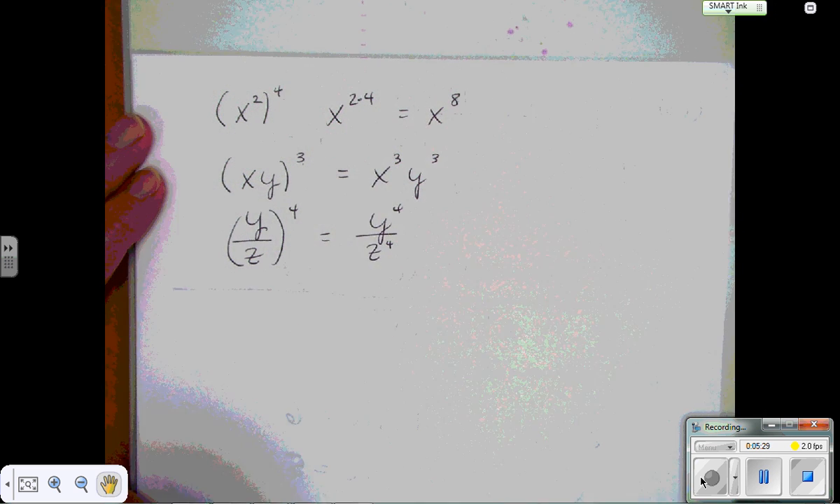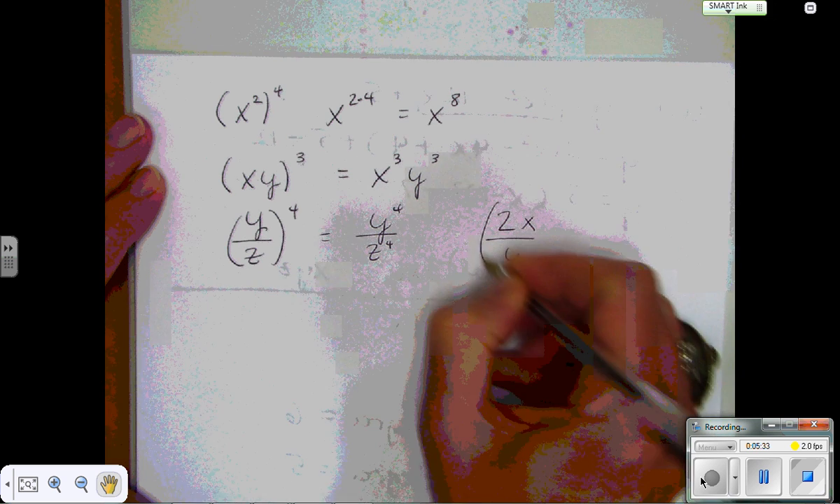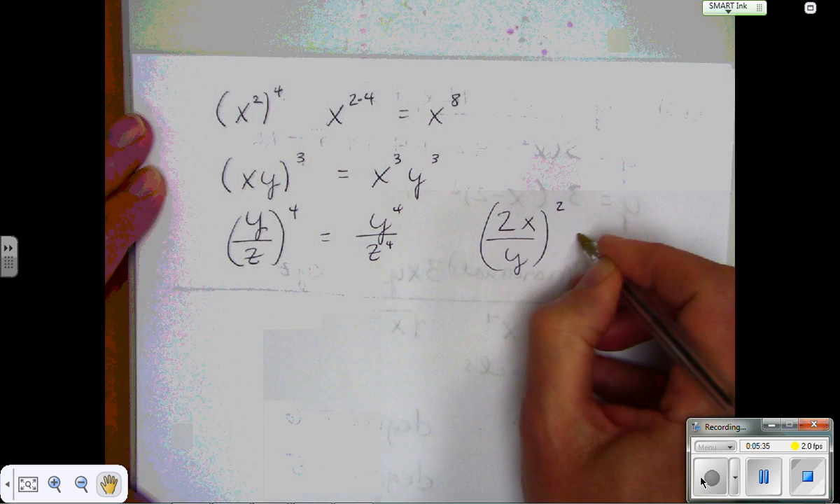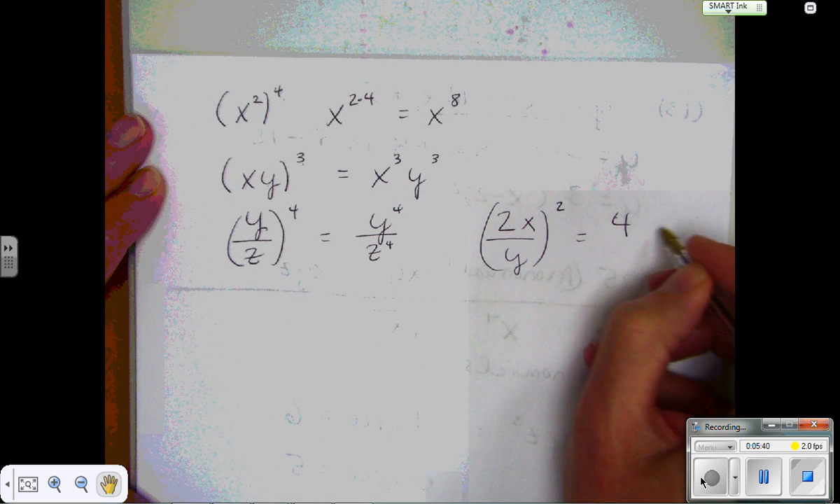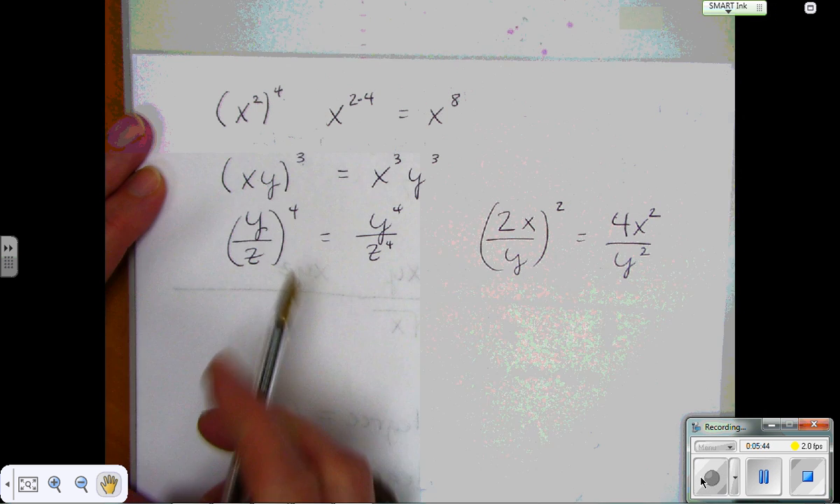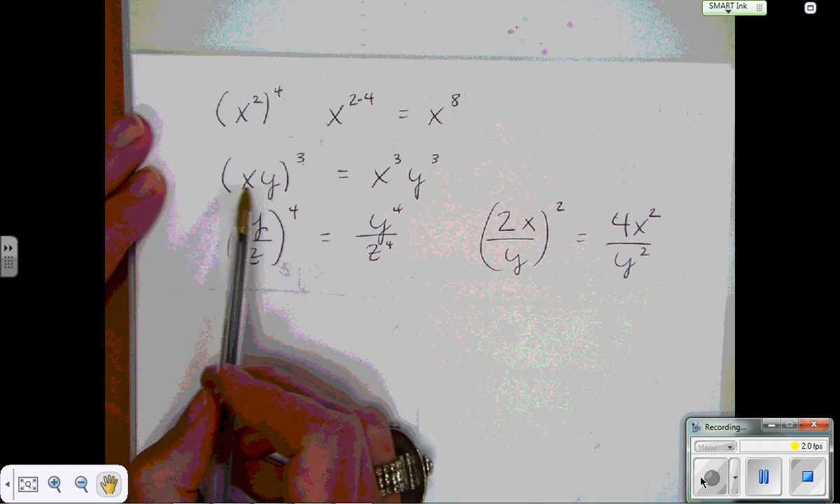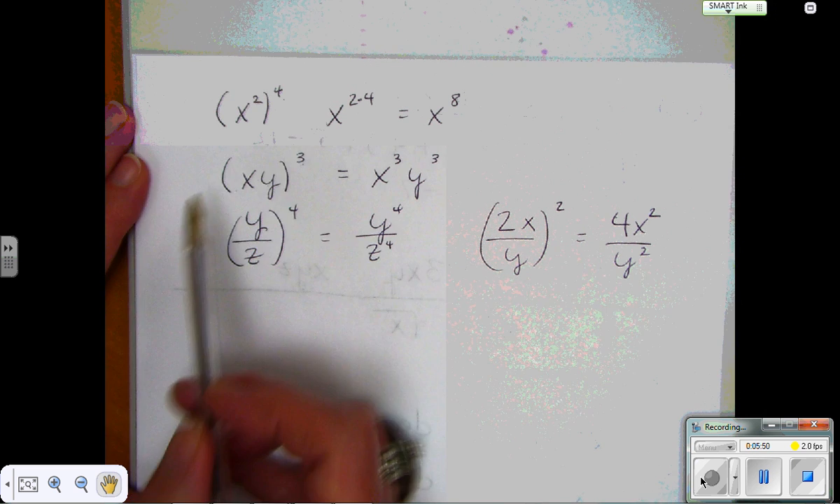Let's say you have a coefficient, 2x over y, and it's all raised to the second power. Then you would want to raise the 2 to the second power. That'd be 4. x to the second power, y to the second power. Same thing with your product. If you had a number in front, you would want to raise that to the third power as well.